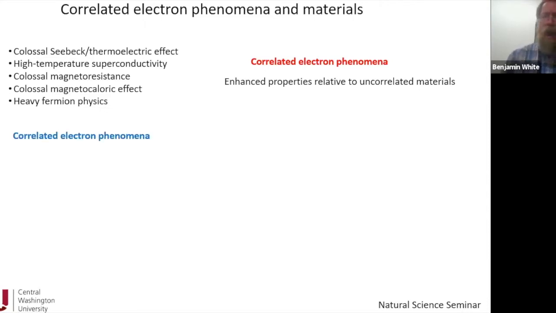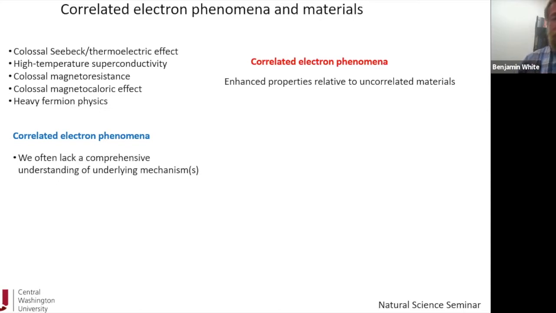And there are some other common features we find among correlated electron phenomena, like on that list there. One thing that is often true is we tend to lack a comprehensive understanding of the underlying mechanisms. We don't really know everything we need to know to develop a theory that explains everything about how that property works. And sometimes that means, maybe even decades after we discovered the property, we're still not completely sure how it works. Maybe there's a lot of theories out there, but not consensus around which is the correct one.